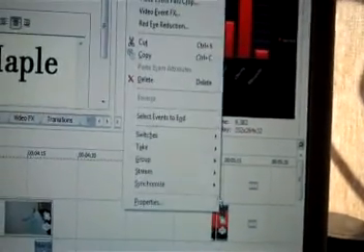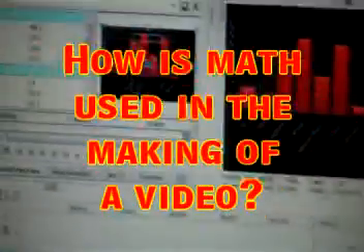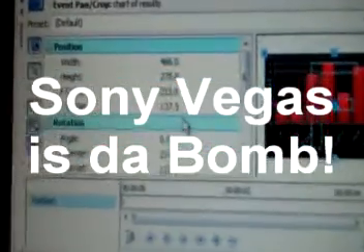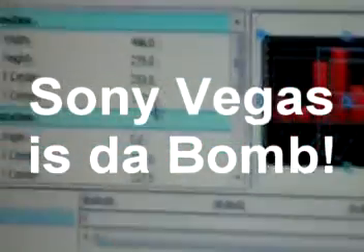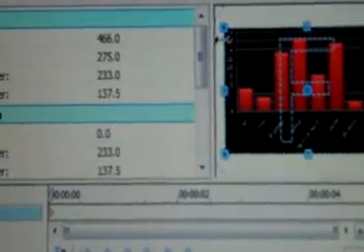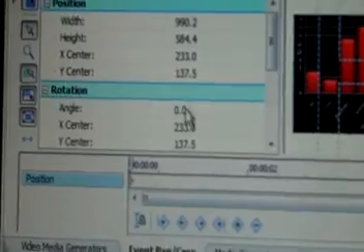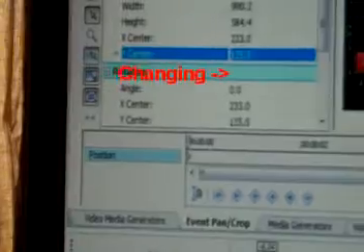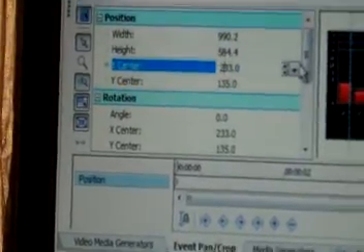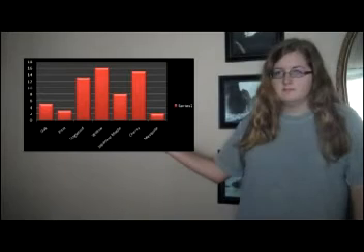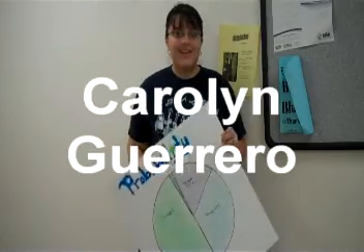Now I'm going to answer the age-old question of how is math used in the making of a video. Well, I'm using Sony Vegas 9, and I'm just going to explain the most basic way in which math is used. You can see right there that we use both x and y coordinates in order to decide where the picture goes. So right there I'm changing the coordinates of where they go, so that way the picture moves. Thus, we end up with me holding a graph, for instance.